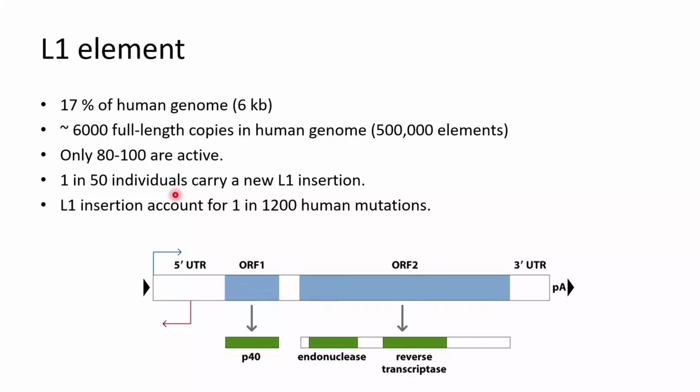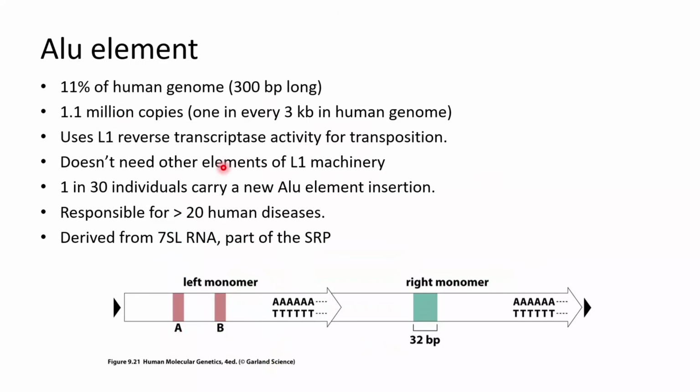So let me just write the names. Yeah, I think that's okay. So there's that. The ALU element, which is a little bit more interesting, is about 11% of the human genome. So together, 28% of the genome.